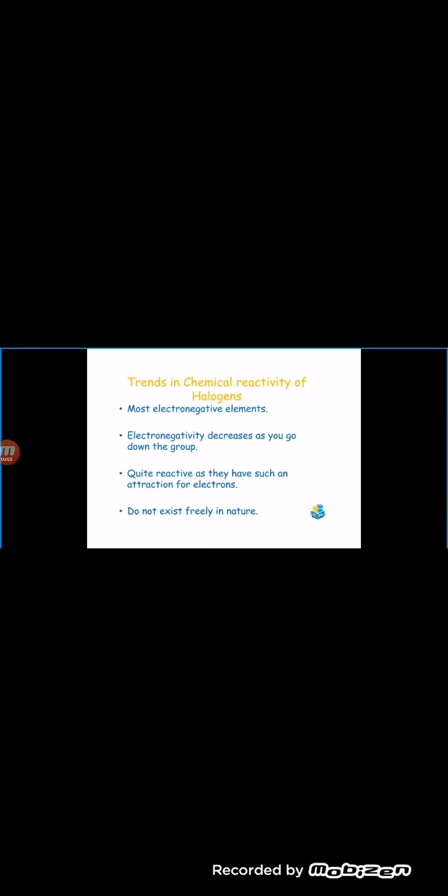Next, if we look at the trends in reactivity of the halogens, they are the most electronegative elements on the periodic table. And electronegativity decreases as you go down the group. We know that from earlier. The halogens are quite reactive as they have such an attraction for electrons. So they all have 7 electrons in their outer shell. So they just need one more to have their full octet. And similarly to the alkali metals, they do not exist freely in nature. Reactivity of the halogens decreases as you go down the group due to decreasing electronegativity values.